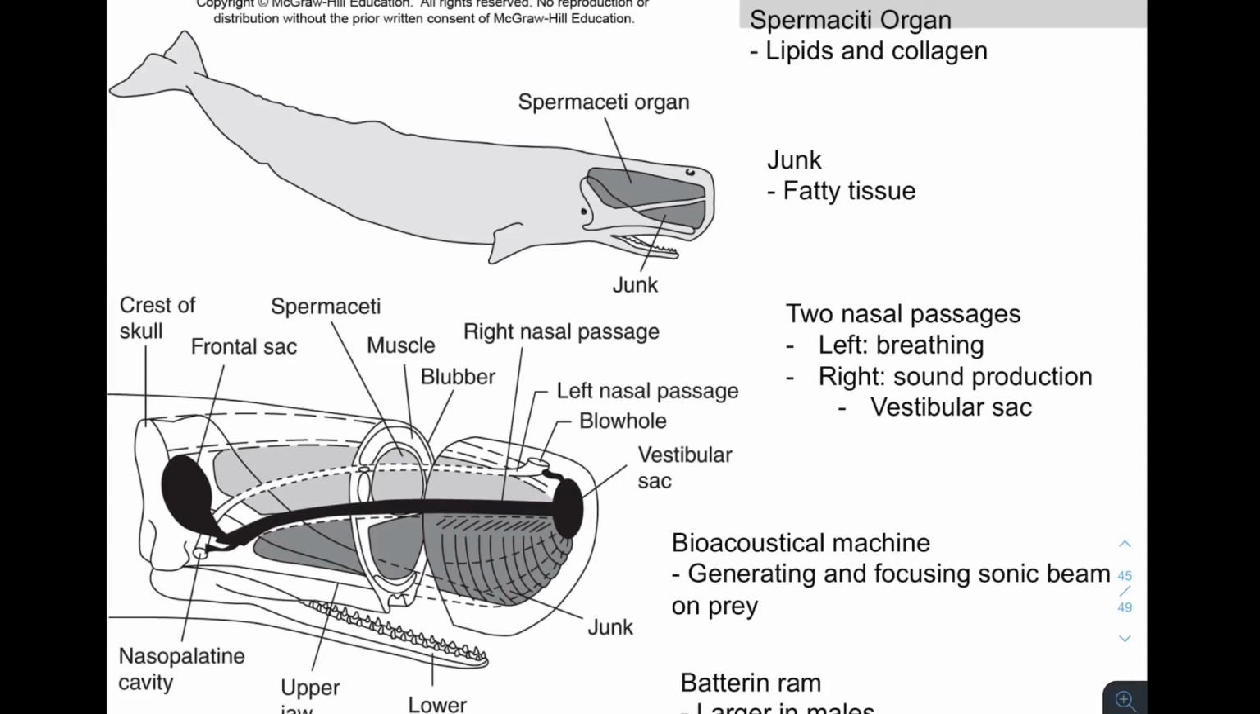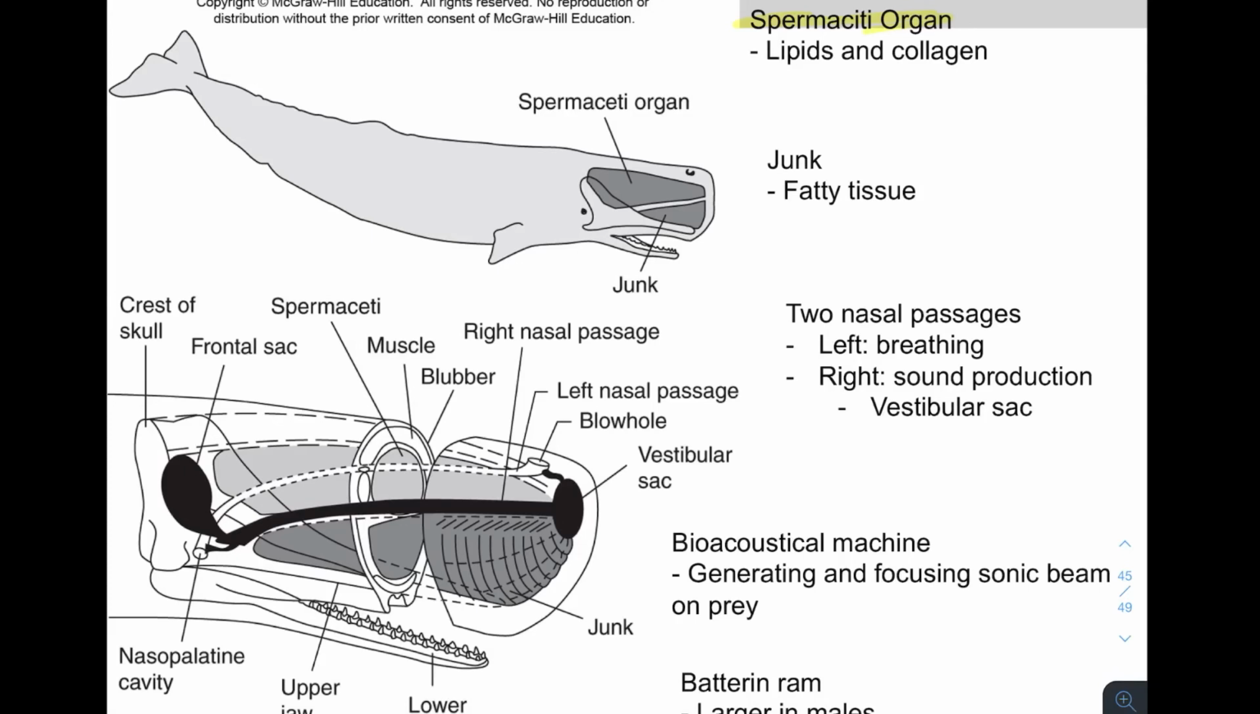Now, the reason why it's called a sperm whale is because of this anatomical structure that it has on its nose called the spermaceti organ. The spermaceti organ is filled with this unique lipid and collagen type fibers, this oily tissue that resembles sperm. And that's why it's called a spermaceti organ.